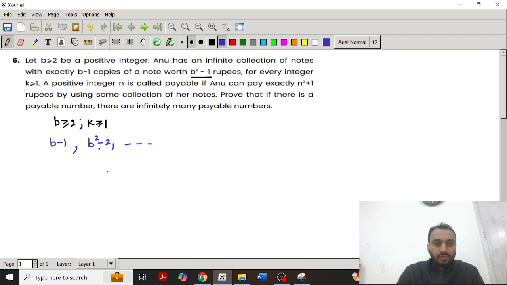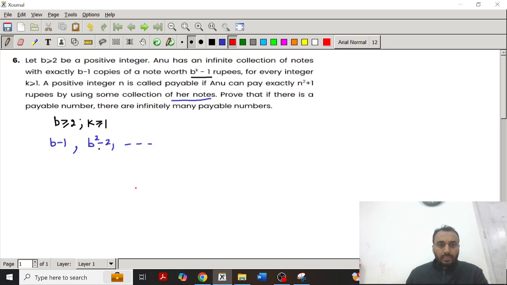A positive integer n is called payable if Anu can pay exactly n square plus 1 rupees by using some collection of her notes. So prove that if there is a payable number, then there are infinitely many payable numbers. By assuming that there is a payable number, we have to prove that there are infinitely many.